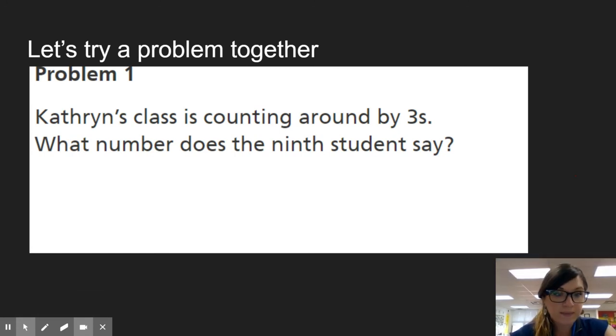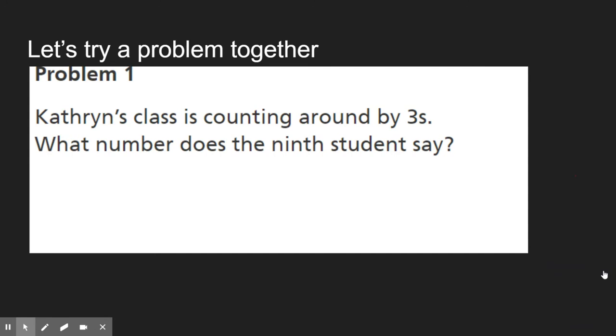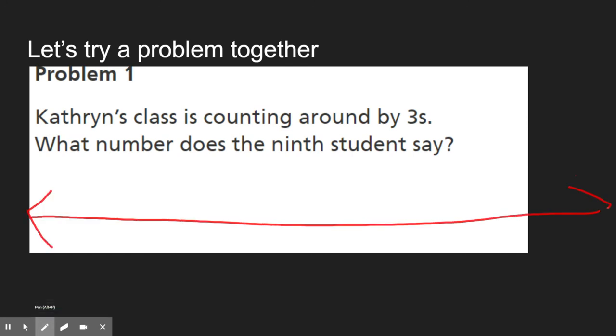So let's try a problem together. I'm going to exit my screen, my webcam, and just watch the screen. Catherine's class is counting around by 3s. What number does the 9th student say? So in order to solve this, we're going to draw a number line first. Okay, make it a long number line.